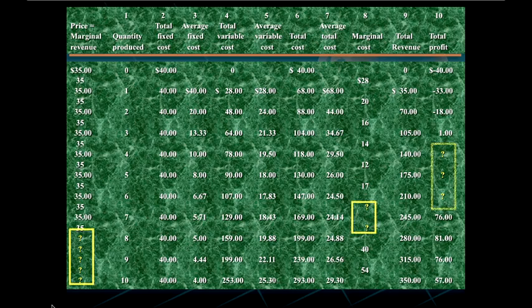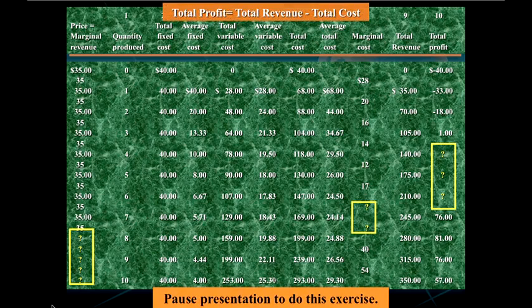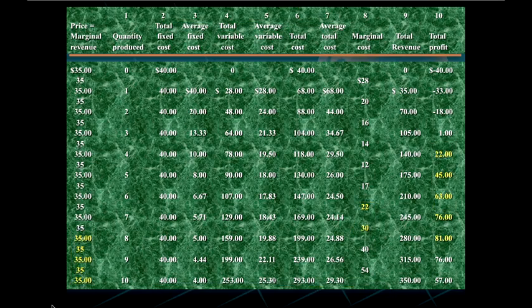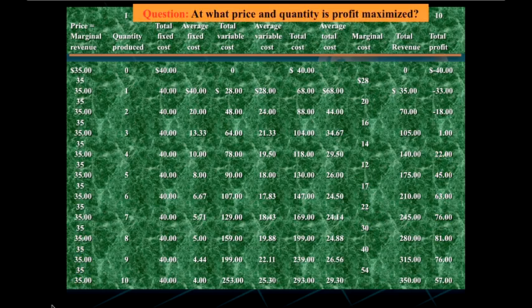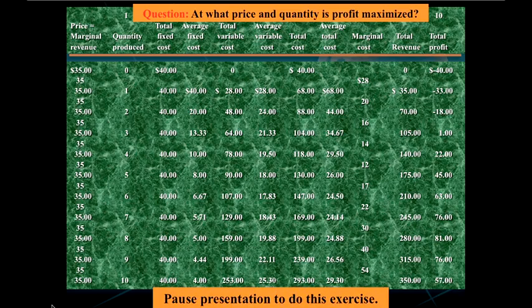Now see if you can fill in the empty boxes in the columns for marginal revenue, marginal cost, and total profit, where total profit is simply total revenue minus total cost. Does your table look like this? So looking at this table and applying our MR equals MC rule, at what price and quantity will profits be maximized?